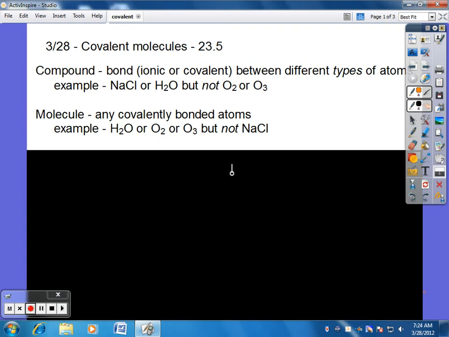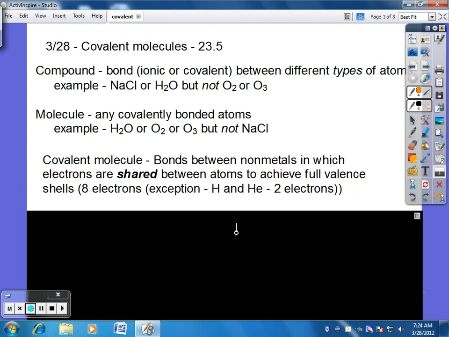You should know by now that NaCl, sodium chloride, is ionic. Sodium is the positive ion, chlorine is the negative ion. There's an electrical attraction between them. And another way you can look at that is sodium is a metal, chlorine is a nonmetal. Generally speaking, ionic bonds happen between metals and nonmetals. So that's kind of a little trick.